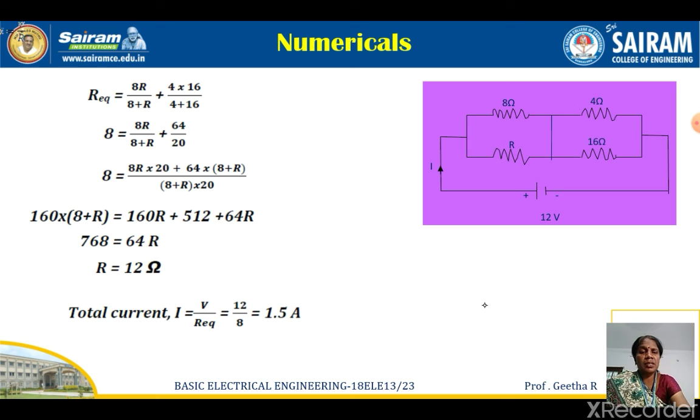So that's all about DC circuits. When the resistors are connected both in series and parallel, we have solved one numerical.